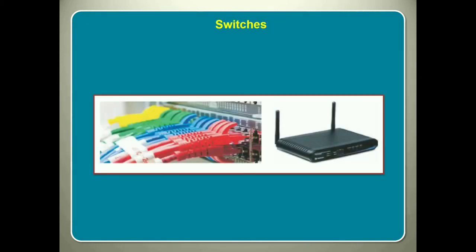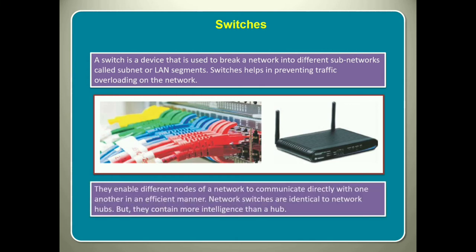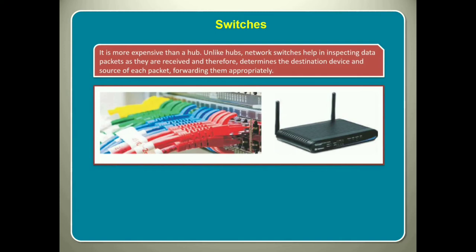Next is about switches. A switch is a device that is used to break a network into different sub-networks called subnet or LAN segments. Switches help in preventing traffic overloading on the network. They enable different nodes of a network to communicate directly with one another in an efficient manner. Network switches are identical to network hubs, but they contain more intelligence than a hub. It is more expensive than a hub.